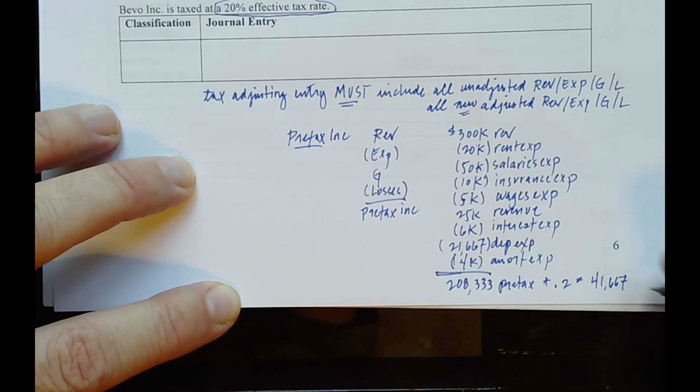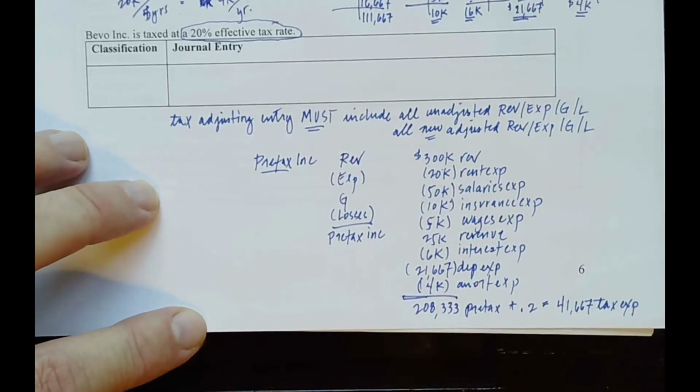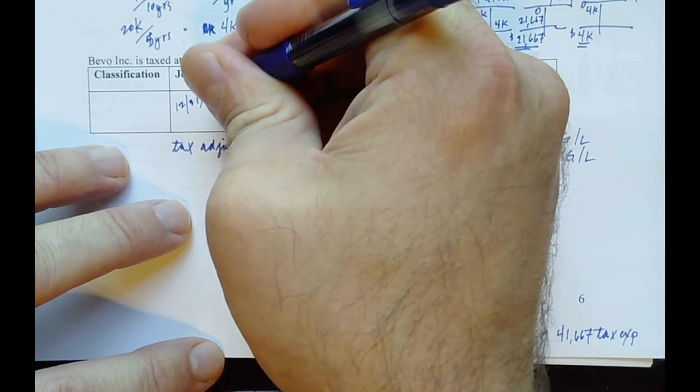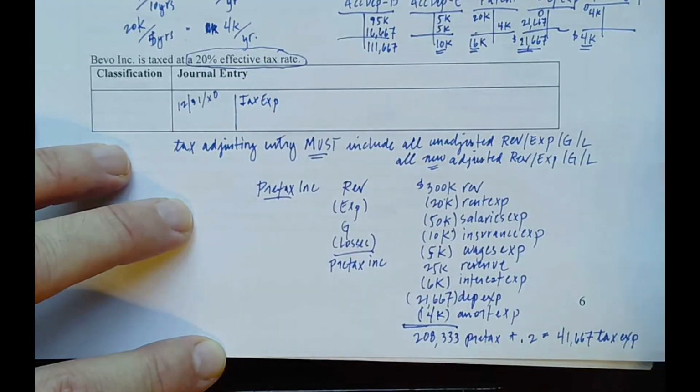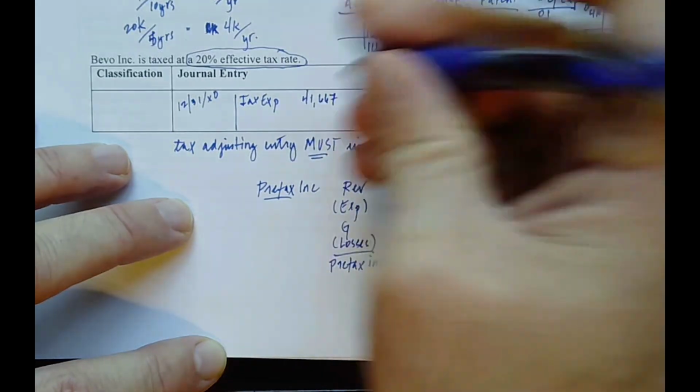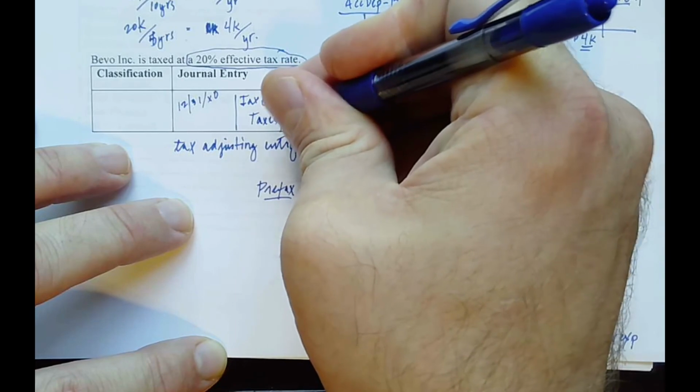All right. Let us now make an entry. How do you record tax? How do you record this adjustment for taxes on 12/31/X0? We are going to debit tax expense by that amount, $41,667. We are also going to credit taxes payable because we typically pay our taxes at fixed points in time, but we estimate them in advance of that payment.